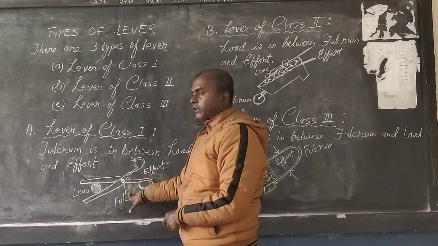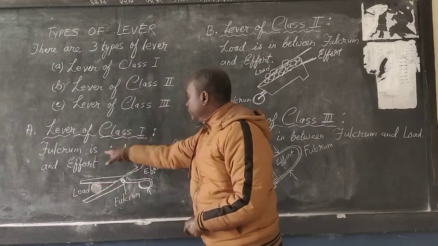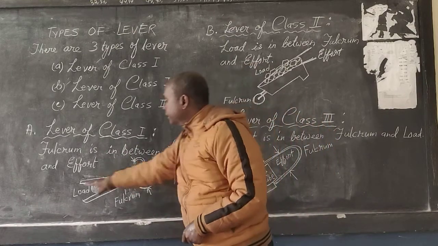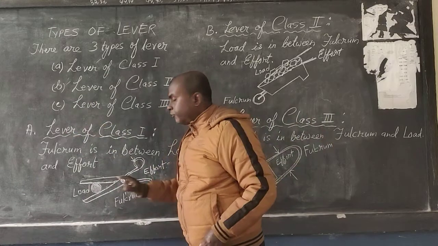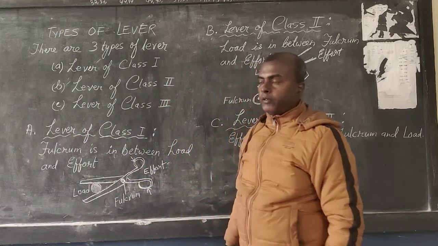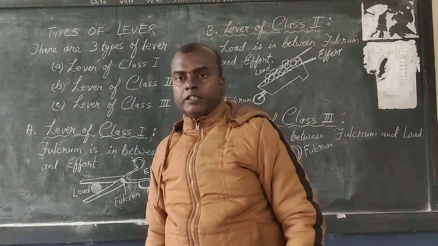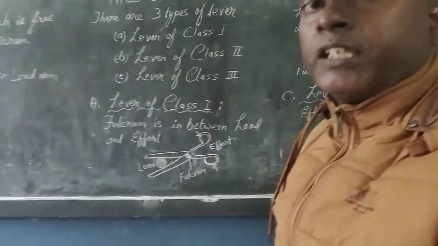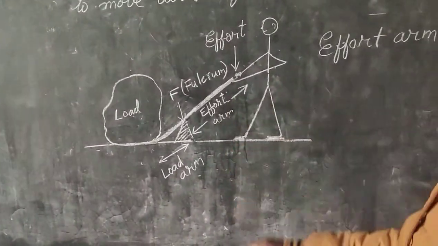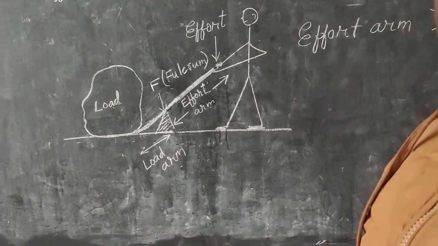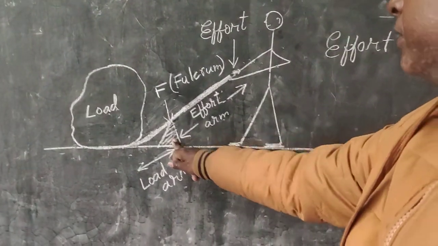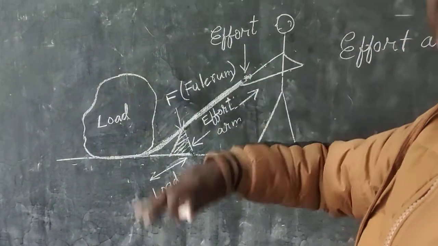So this is the fulcrum. Now you see, according to the definition given of lever of class 1, effort and load are on the two corners. Fulcrum is in the middle. So this scissor is an example of lever of class 1. And till now, the example that we were looking at, this crowbar, the man using this crowbar is also an example of lever of class 1. You see, the fulcrum is in the middle, load and effort are on the two corners.